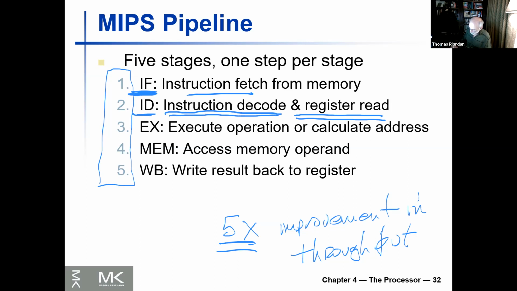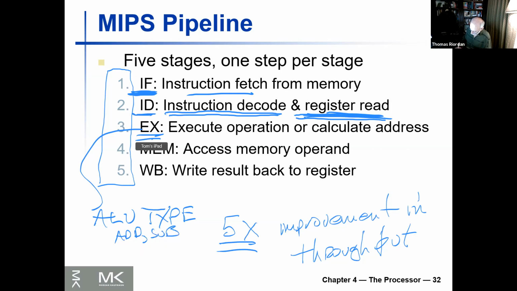And then after we read the operands from the register file, we're going to do some ALU type, as we call it, instruction. And that means that we're going to do an add or a subtract or something like that. And we call that here the execute cycle, the execute pipe stage. So we're going to execute the operation, whatever it is.